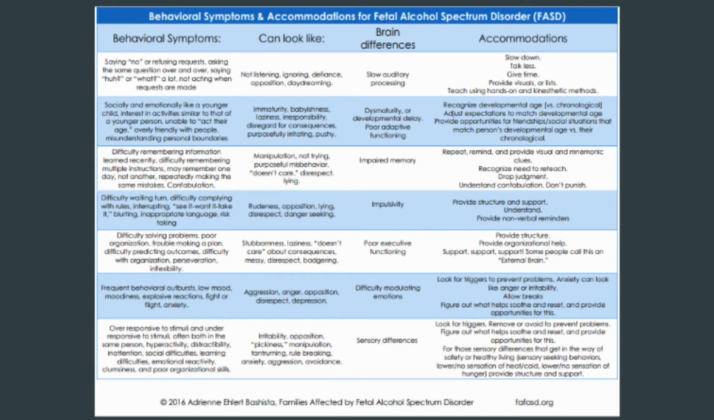So here is a little screenshot, and it basically just has everything listed out easily in this graph, and it shows the behavioral symptoms of fetal alcohol spectrum disorder, and then what it can also look like, and then brain differences and different accommodations that we can use to help them.